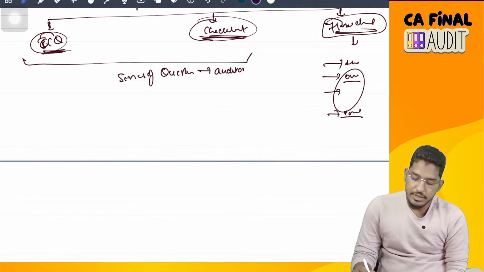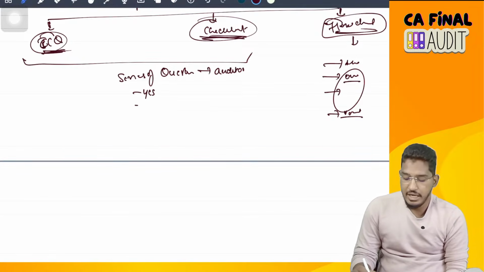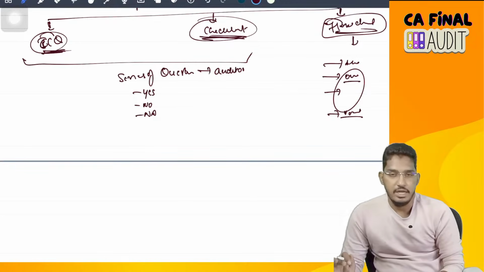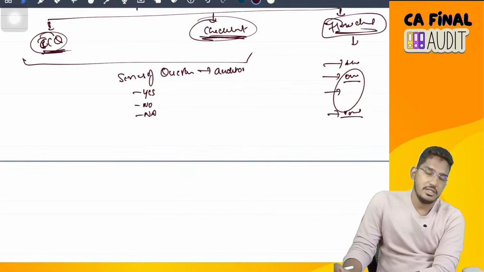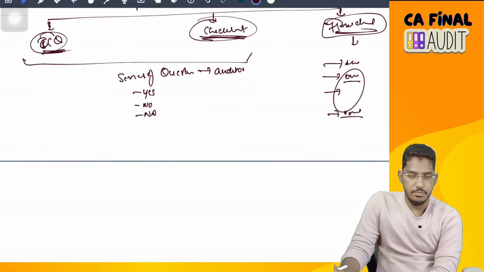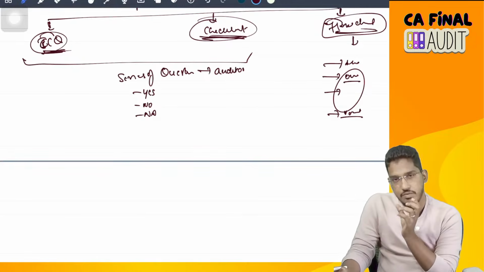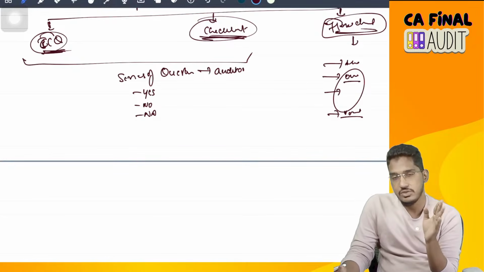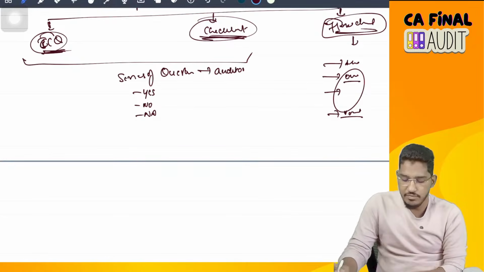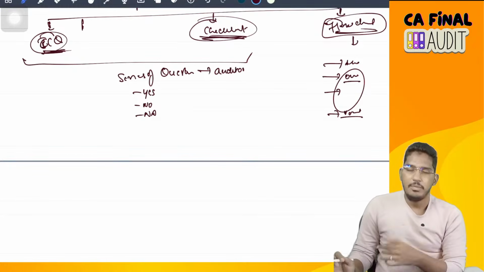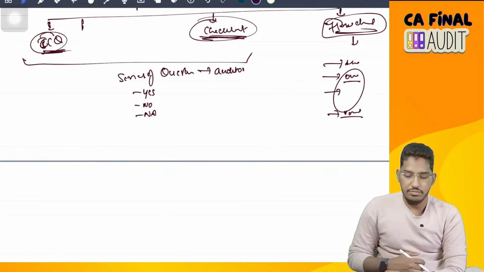He will draft the questions in such a manner that the answers will be either yes, no, or not applicable. He will not draft descriptive questions. He will draft small questions where the answers should be either yes, no, or not applicable. If he wants, he can add one extra remarks column.